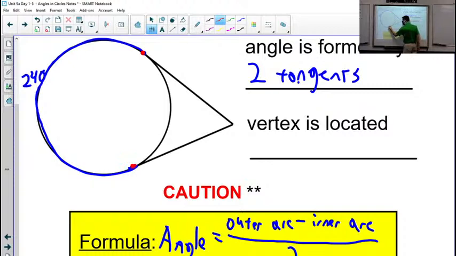So when I trace out that inner arc combined with the outer arc, click, it's made the whole circle if I put those two arcs together. And we know all the way around my circle is 360 degrees. So to find that missing piece, I can just take 360 and subtract 240. And that ends up being 120.